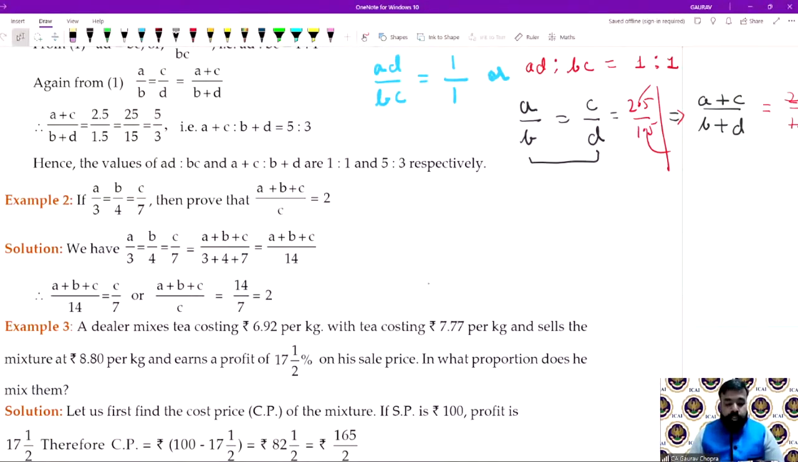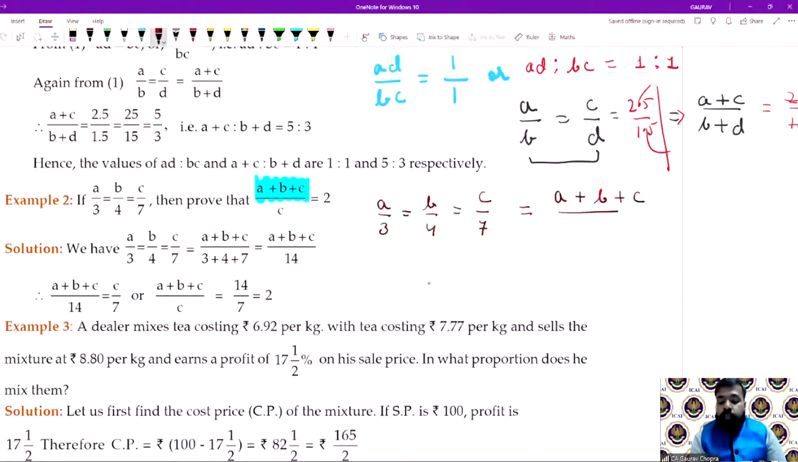Now, second example. So this time, what is the requirement? The requirement is A plus C plus A plus B plus C upon C. So first of all, in order to add all of them, what do we have to apply? Addendo. We have to apply addendo. So let us apply it first. Write the given values. A by 3 is equal to B by 4 is equal to C by 7. On applying addendo, what will happen? It will be equal to A plus B plus C upon 3 plus 4 plus 7.